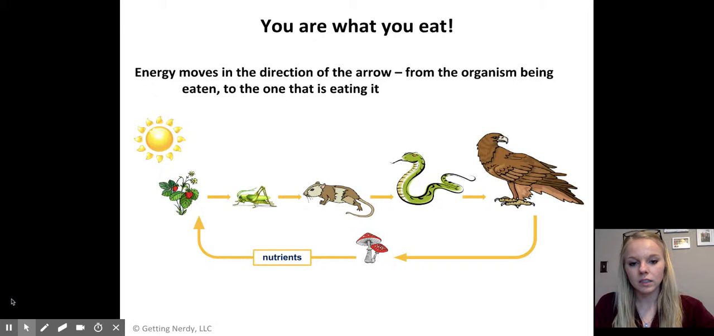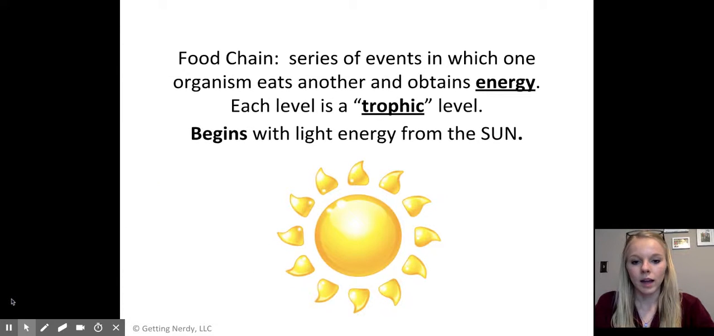Organisms that interact as consumers can be organized into simple food chains. We will use this food chain as an example. The arrows show the direction that energy is moving. So as grasshoppers feed on the plants, they are obtaining the energy from the plant. And as the snake feeds on the mouse, the snake is obtaining energy from the mouse. So the arrows show the direction of energy flow and the organism that's being passed on to the consumer. Energy moves in the direction of the consumer.